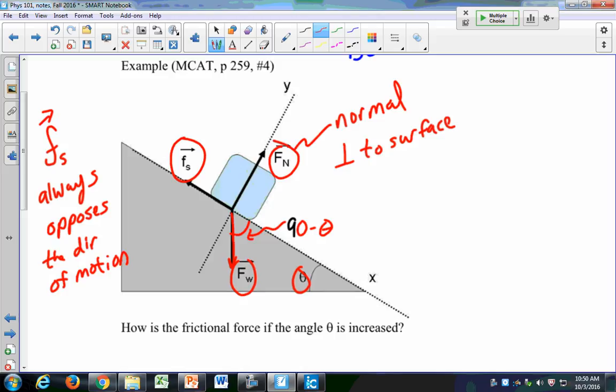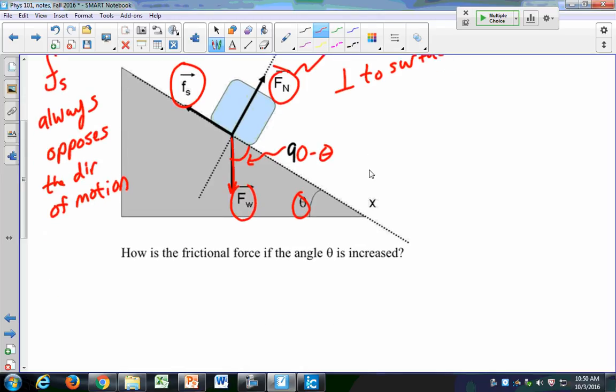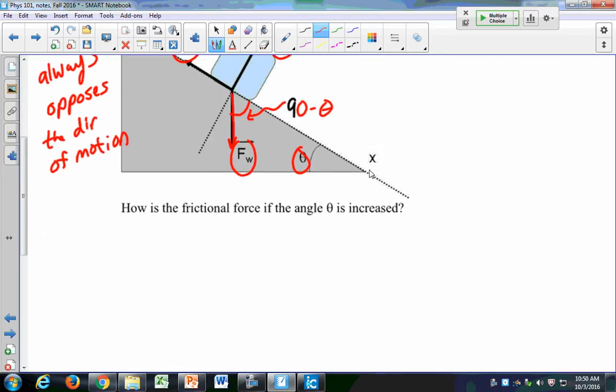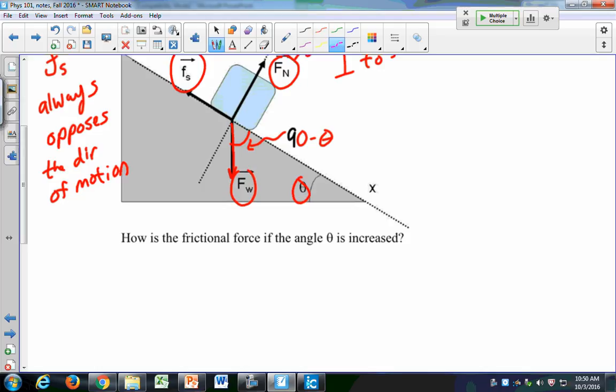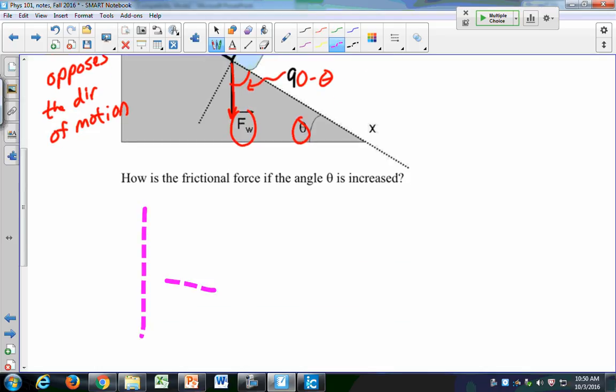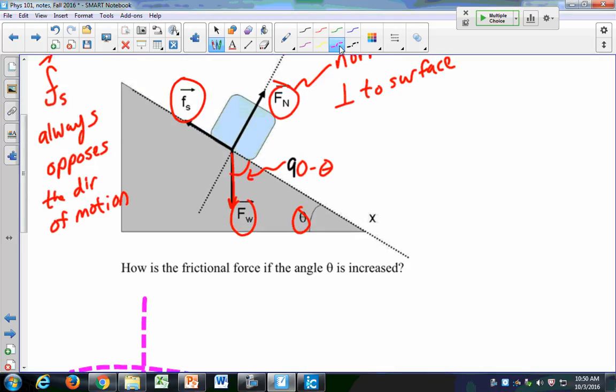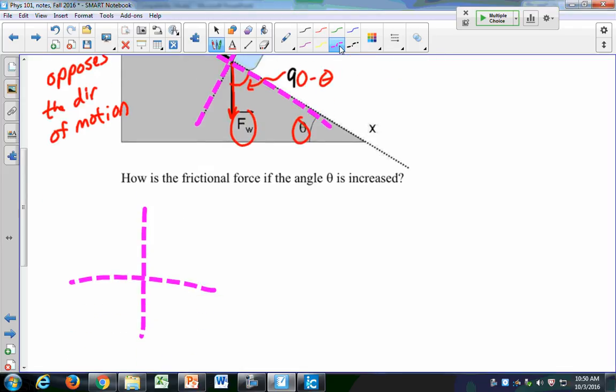How is the frictional force affected if the angle theta is increased? Well, let's draw our free body diagram. There's my x and my y axis. That's the same as what I had over here. Notice that I've rotated it back. And then I'm going to draw all my forces that I have.